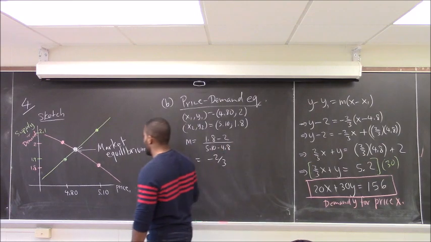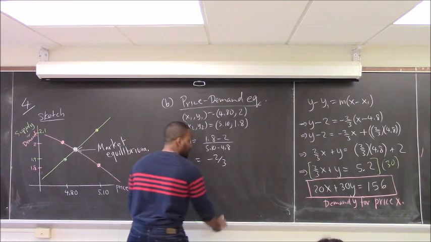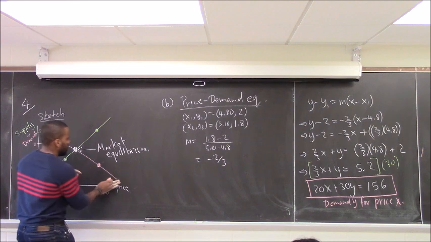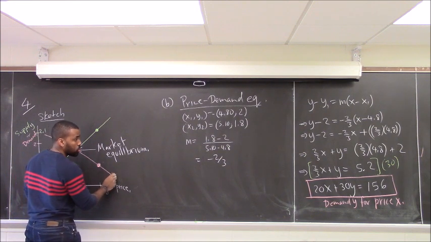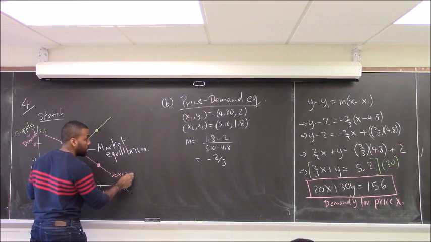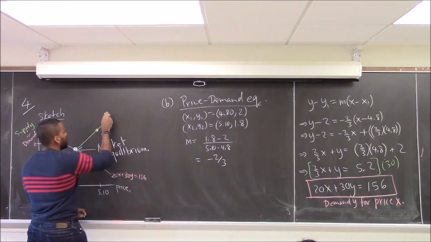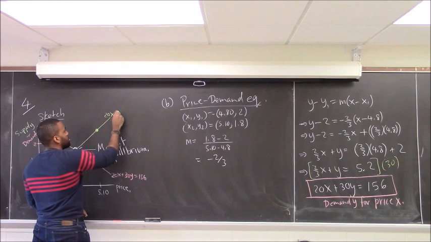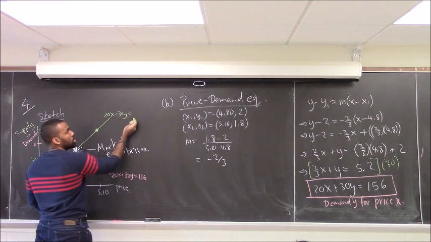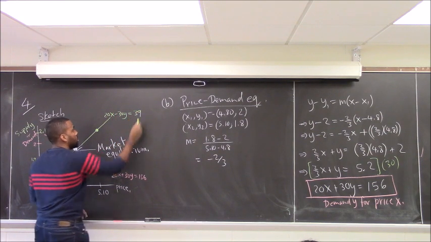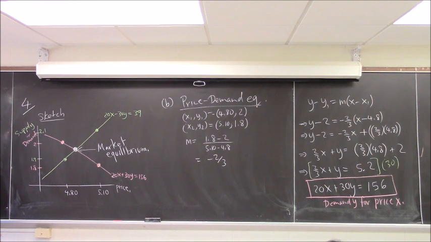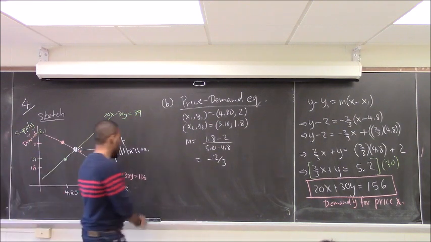So we have those two equations. Let me actually copy them down right on this picture. So here this is 20x plus y equals 156. What was this one? 20x minus 30y equals 39. Okay, so those are my two equations. So that is parts A and B.